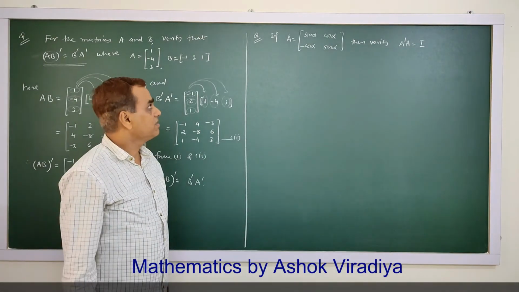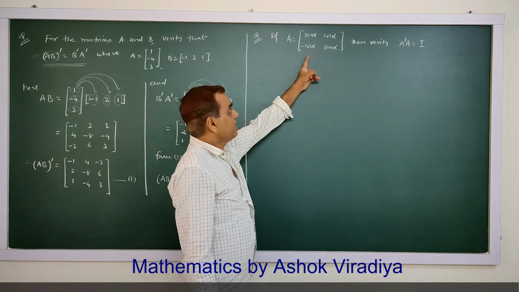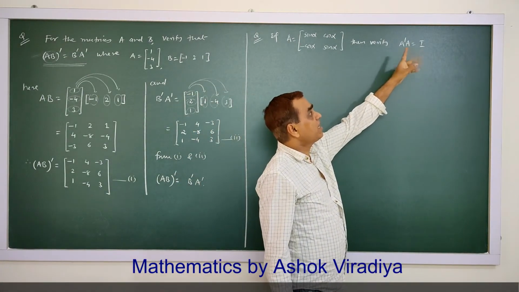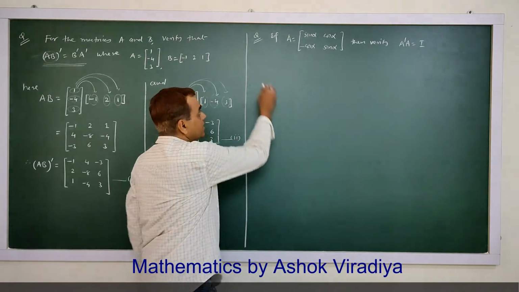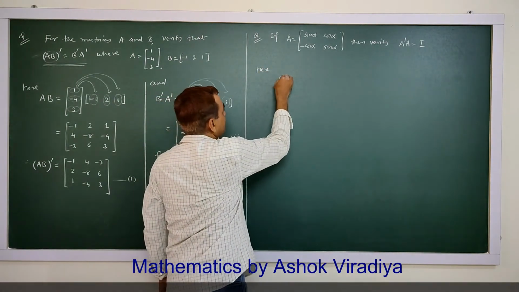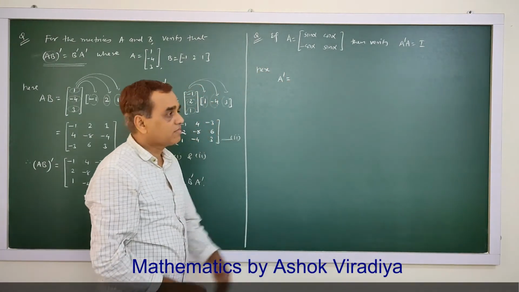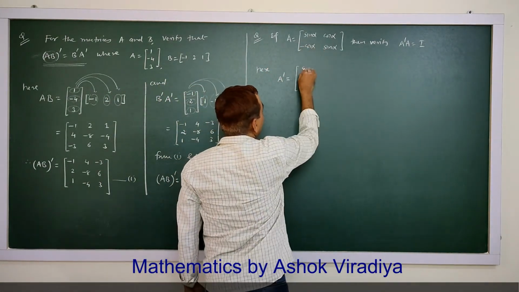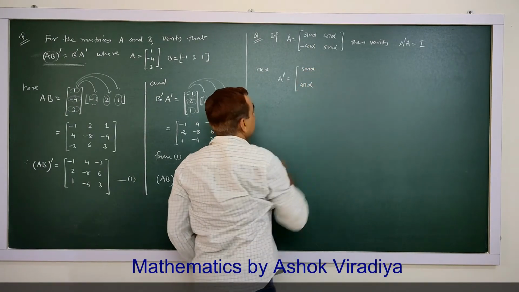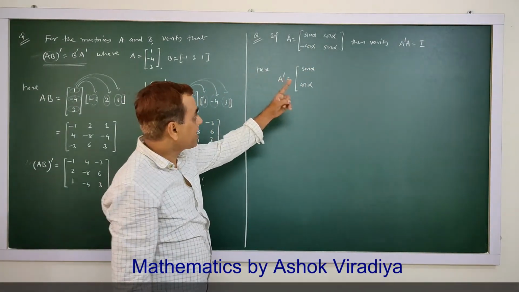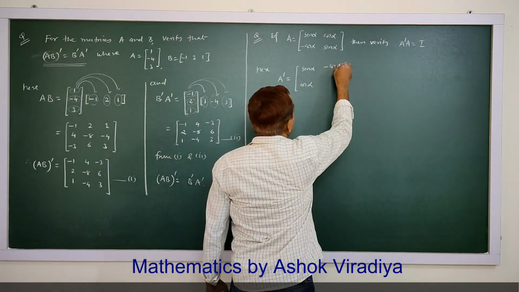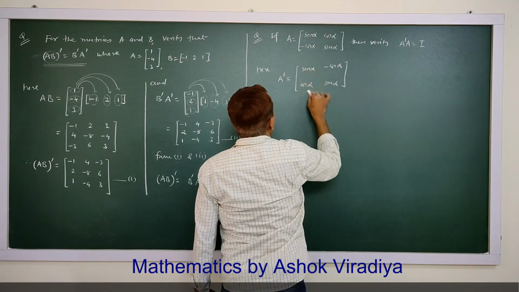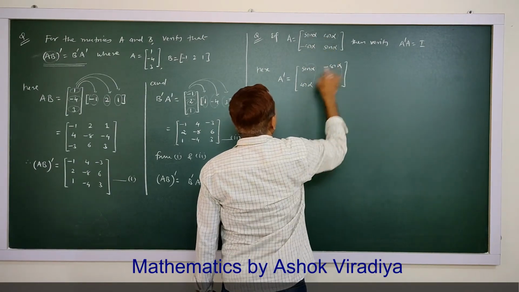Then next question. This is A. Verify that A dash into A is I. See here. First of all, we find the transpose. Transpose of A. First row is first column. Second row is second column. So it is the transpose of A.